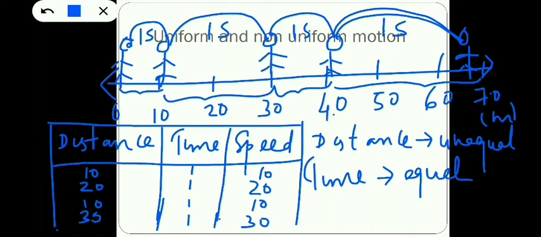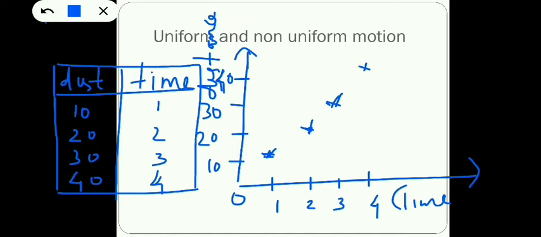Now, do you have any idea of the graph between distance and time? That means when you plot a graph between distance and time, what will be the nature of graph for uniform and non-uniform motion? Let's see. So here I have plotted a graph based on the values given in this table.